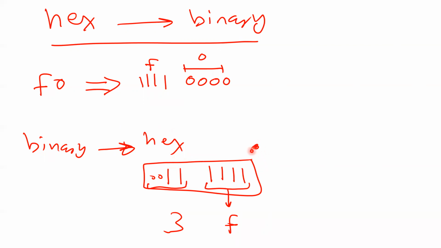Number 1, from right to left, not left to right, right to left. From the right, you have to make groups of 4. Here is a number I want to convert to this number. 1 bit, 1 bit, 1 bit. This is 4. And then 1111 is 15, which is F.